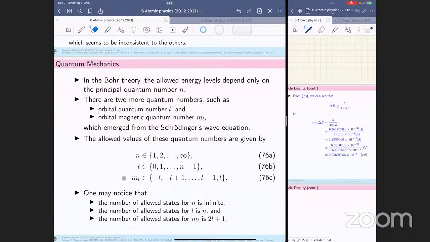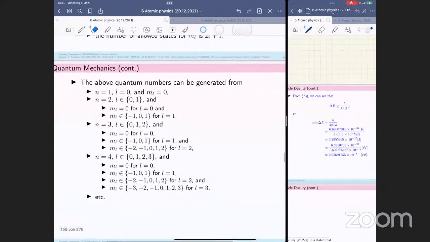Let's consider the number of possible values of ML. The number of possible values of ML is 2L plus 1. For example, if your L is 1, it's going to be -1, 0, and 1, so there are 3 possible elements for ML. That's why they say 2L plus 1. Maybe you cannot completely understand all of these. We have to get into the example.